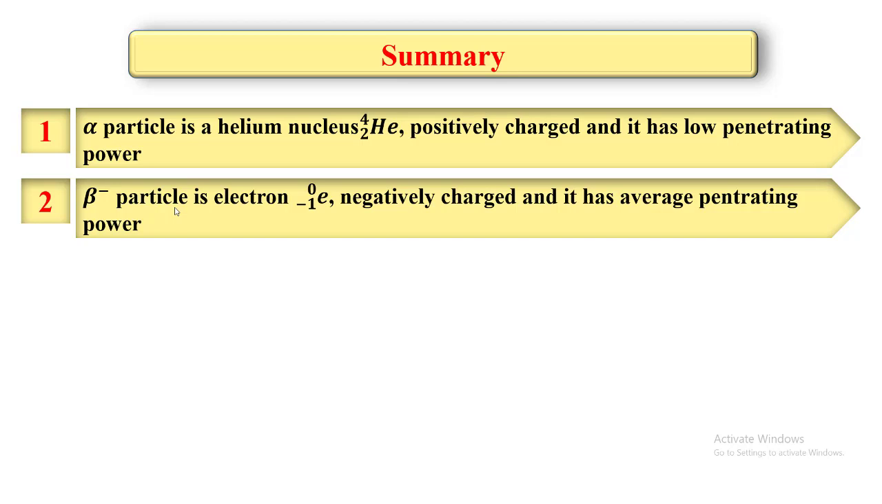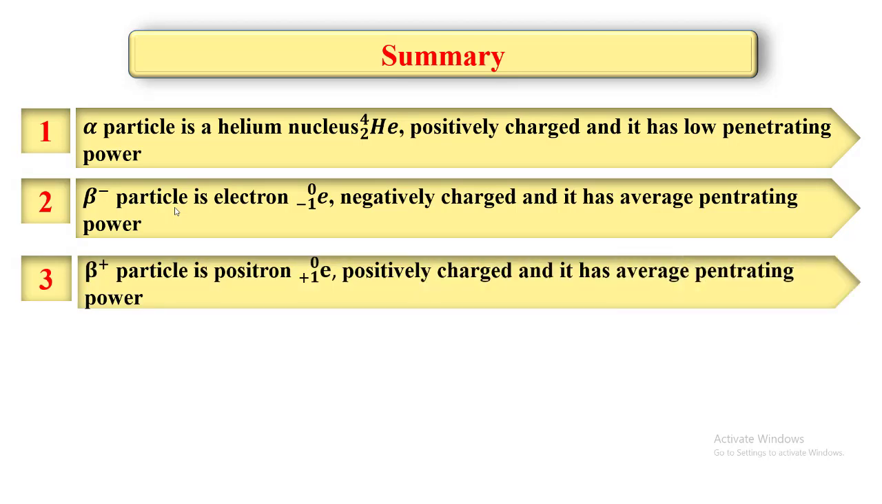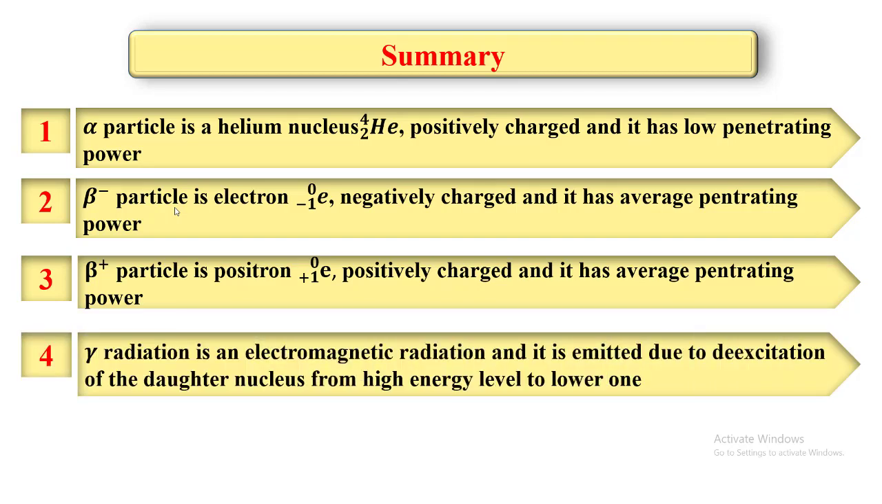Also, we have seen there exists a beta plus type, and this kind takes place when a positron is emitted. It is positively charged and it has average penetrating power like beta minus. Also, we have seen the gamma decay, and it is due to de-excitation of the daughter nucleus. It is an electromagnetic radiation with no mass and no charge. It has the highest penetrating power and it propagates with the speed of light.